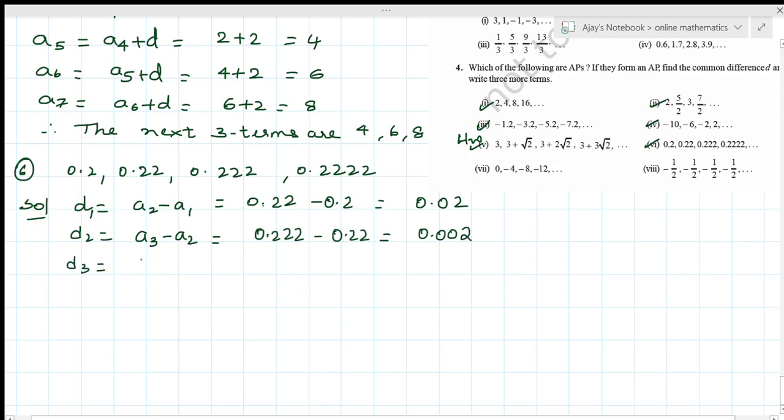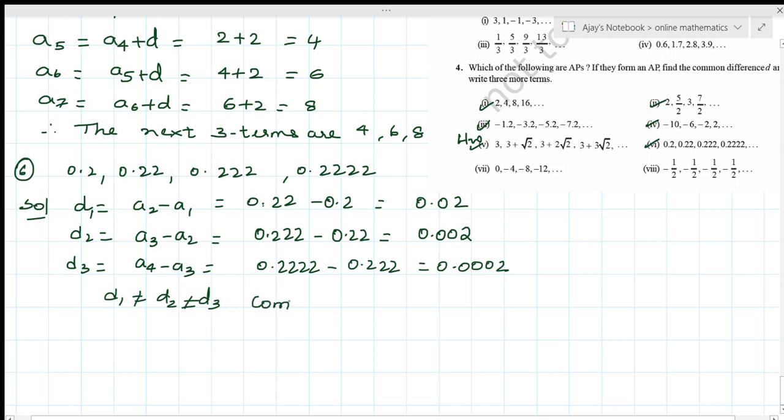D3 is A4 minus A3. A4 is 0.2222 minus 0.222. So it is 0.0002. So clearly from above I can just say D1 is not equivalent to D2, not equivalent to D3.